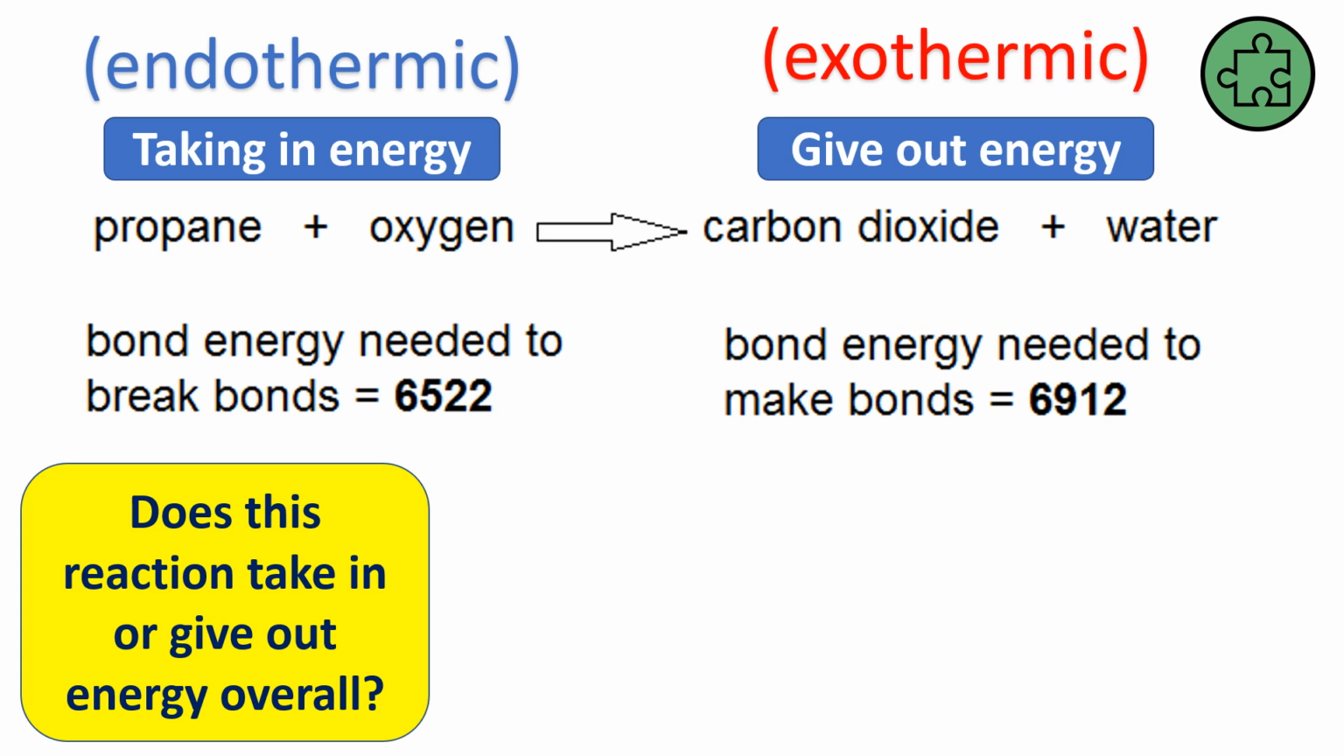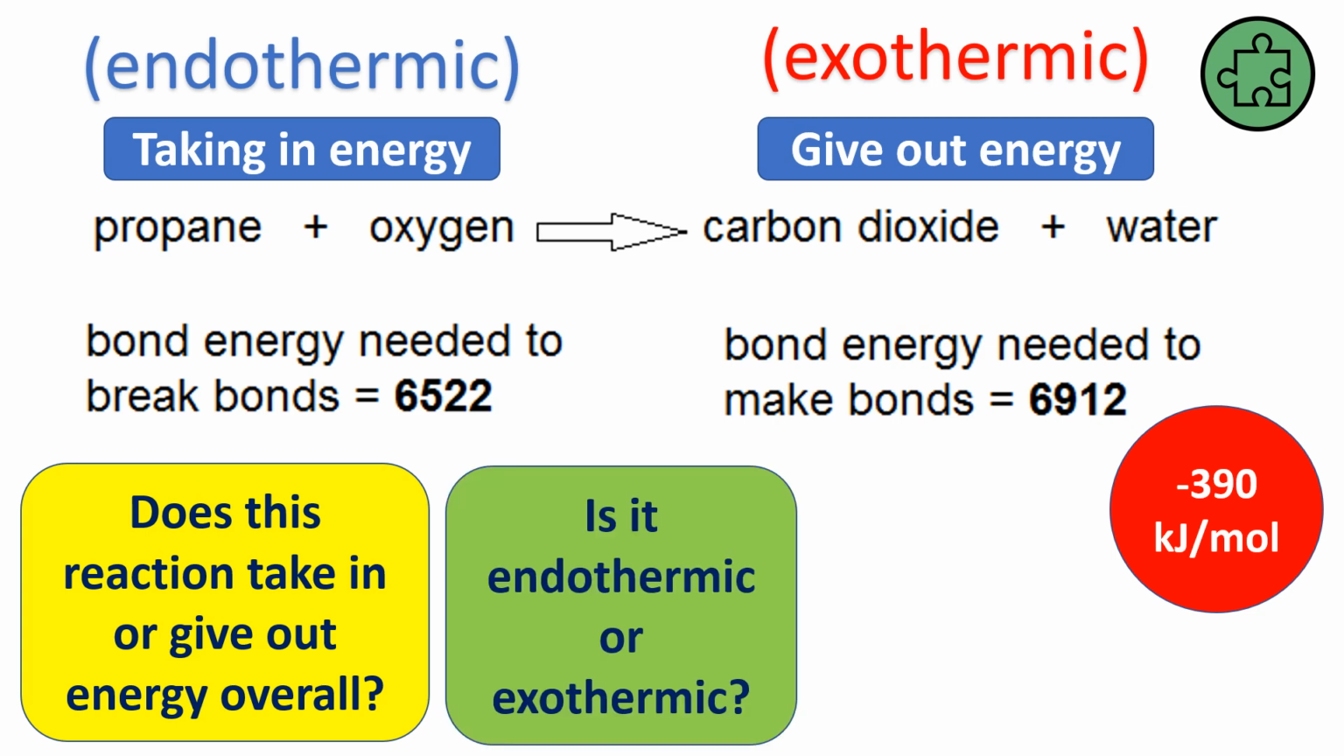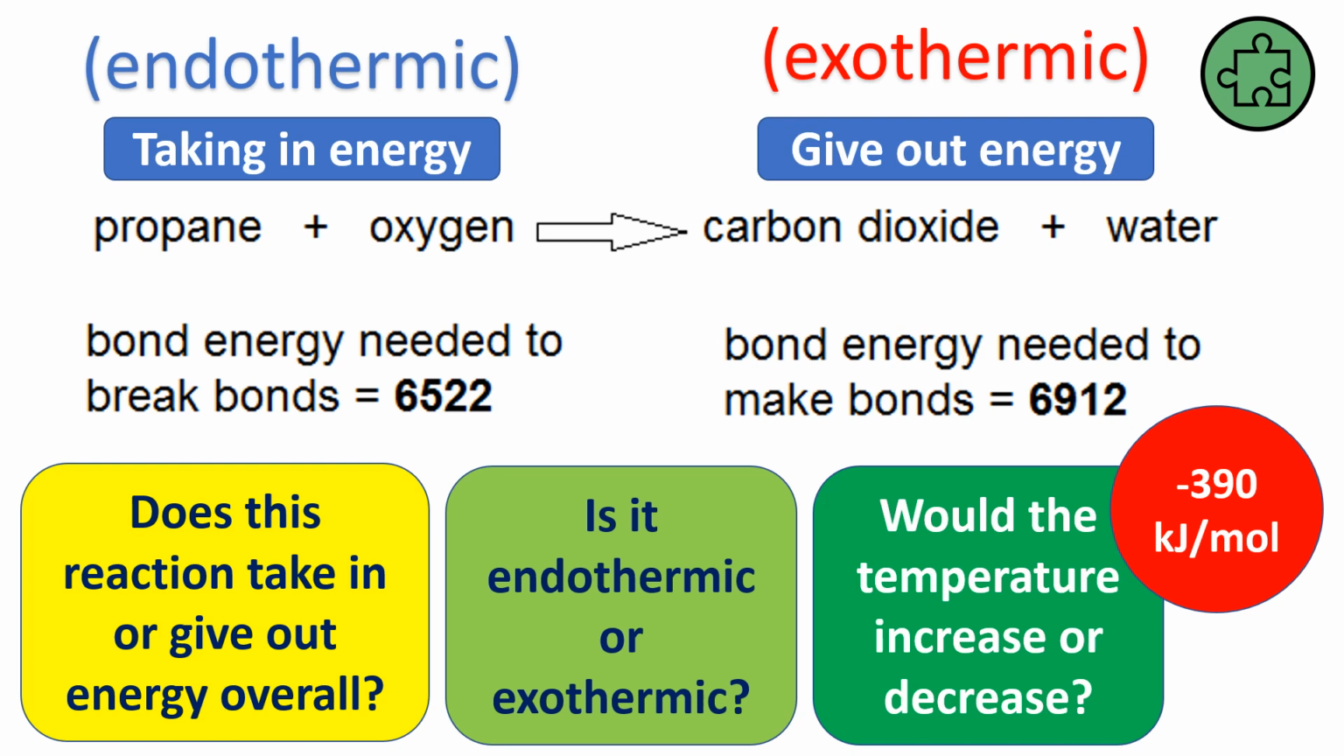So does this reaction take in or give out more energy overall? Well, hopefully you'd recognise it's actually giving out more energy than it's taking in. There you go. If I take away, so 6,522 minus 6,912, I've got a negative number, so minus 390 kilojoules per mole. So is it endothermic or is it exothermic? Well, it's an exothermic reaction, isn't it? Because it's giving out more energy than it's taking in. So what would happen to the temperature? Well, if it's an exothermic reaction, the temperature would increase.